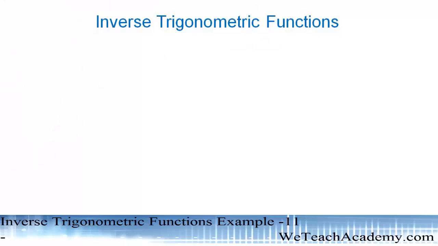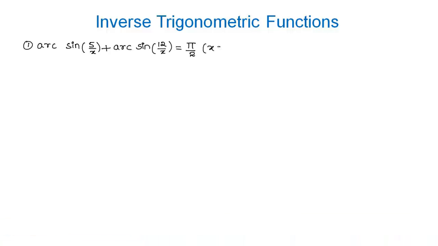Hello, in this video we are going to discuss an example where we have to solve. Let us consider the first one, which is arc sine 5 by x plus arc sine 12 by x is equal to pi by 2, where x is greater than 0, and find the value of x. So let us name this equation as equation 1. So here arc is nothing but sine inverse.